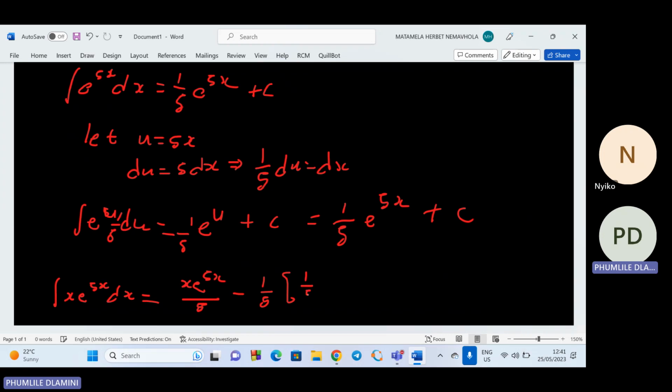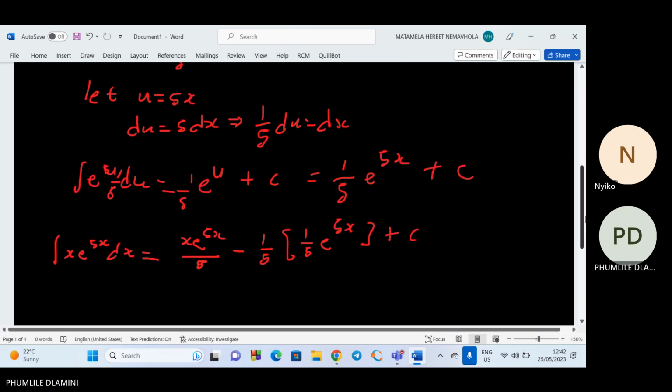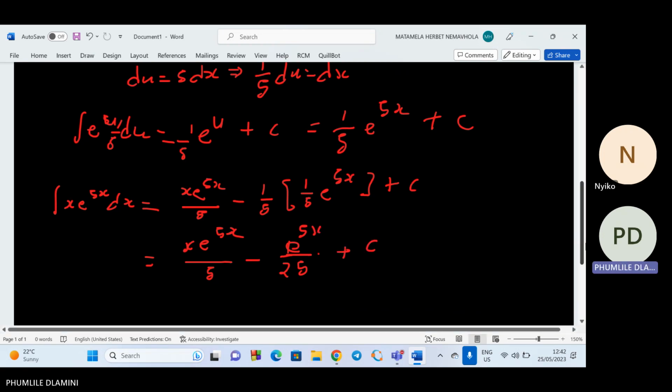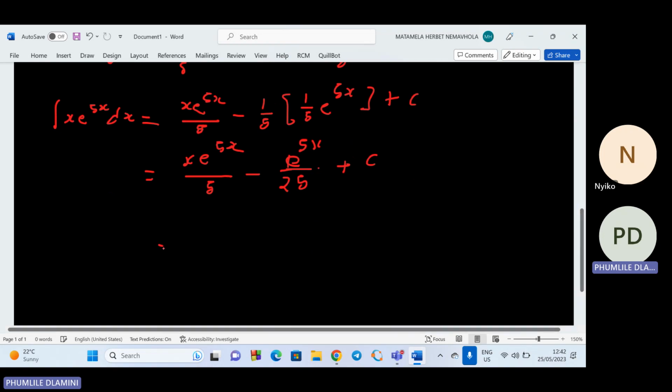One over 5 e to the power 5x plus c, which is going to be equal to x e to the power 5x over 5 minus 1 over 25. We can just write e to the power 5x here, plus a constant. If you want to simplify, you can still simplify it, or you can end it here.